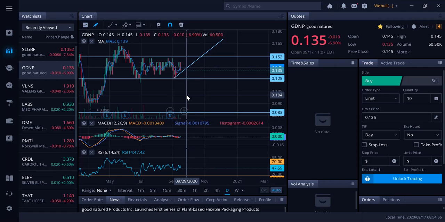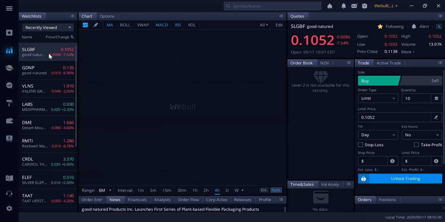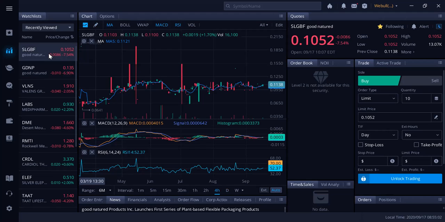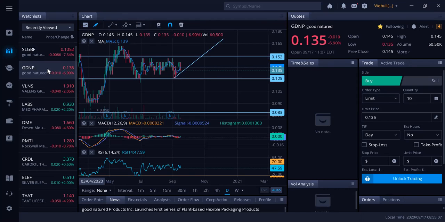So Good Natured Products, 13 and a half cents in Canada, SLGBF, 10 and a half cents in America. And I just bought 10,000 shares today at 13 and a half cents. And we're going to try to hopefully go for a ride. A lot of our members in the community are also buying the pick. We like it. We like the fundamentals with it. And we think it could be a good long-term story. So love to know what you guys think.